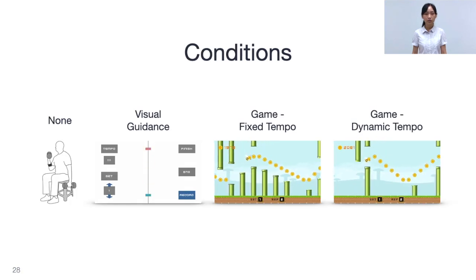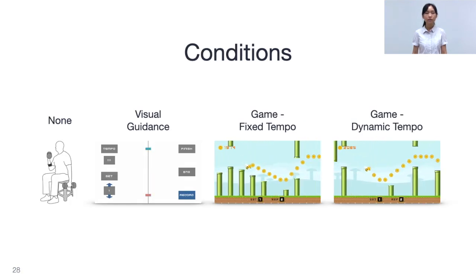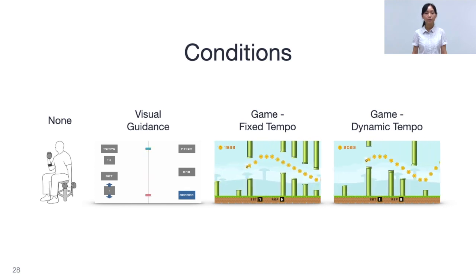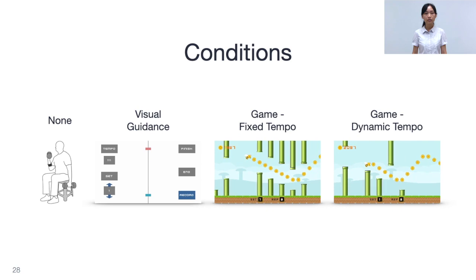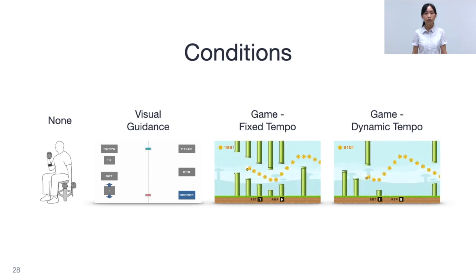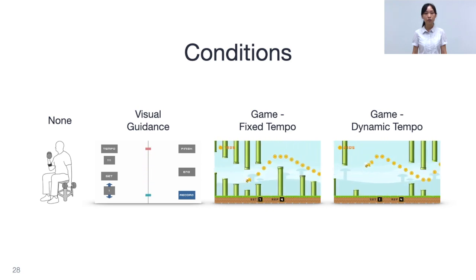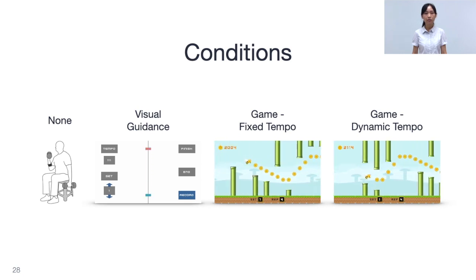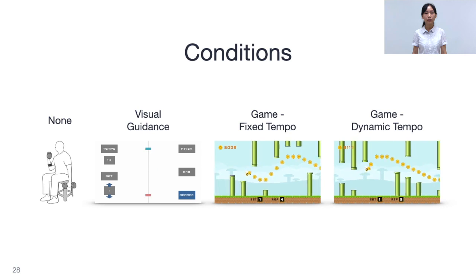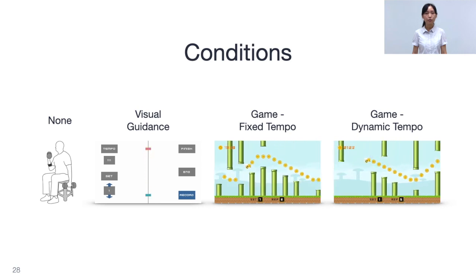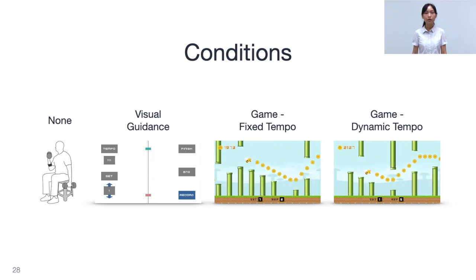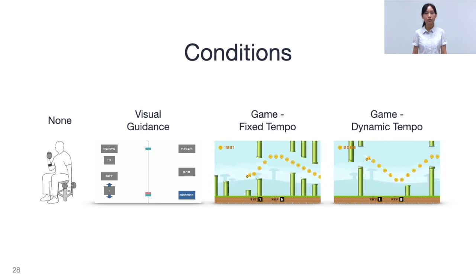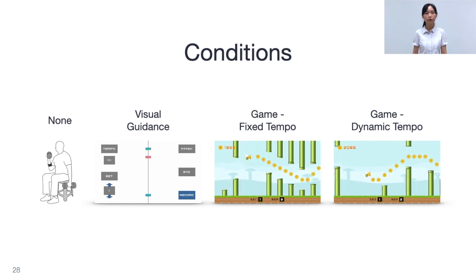There are 4 conditions in our study. First one is none. Users need to keep the tempo by themselves. Second one is visual guidance. Users can watch a metronome of the training tempo while exercising. Third and fourth are our prototype game. One applies the original fixed tempo, and the other applies dynamic tempo, which is our scaling plus shuffling tempo variation technique.